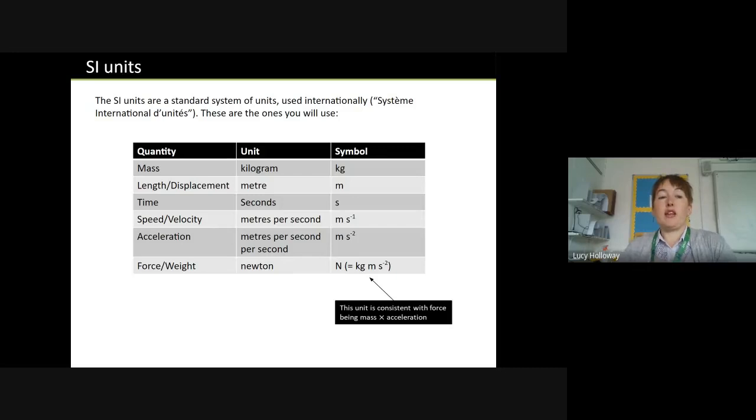We also use standard units, which again are things that you will come across in physics as well, which are all ones that should be familiar to you. The only one that might not be completely familiar here is newtons, which is a sort of shorthand way of writing kilograms meters per second squared, and it's a unit of force.